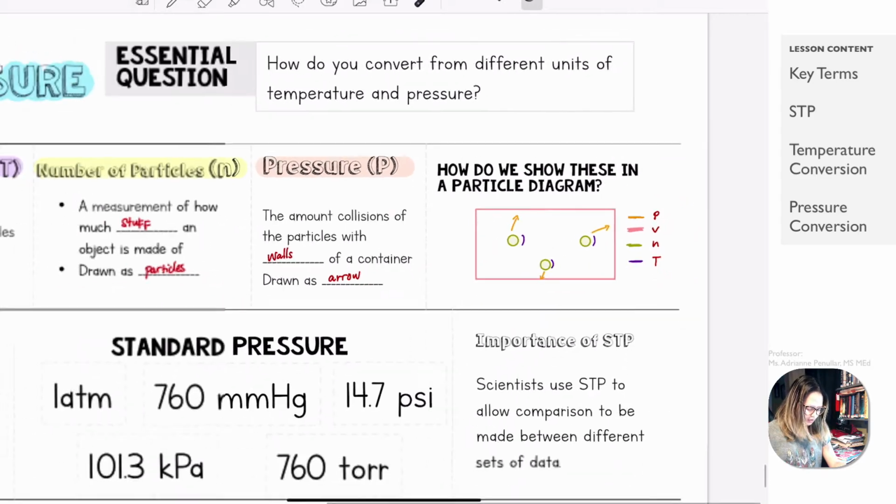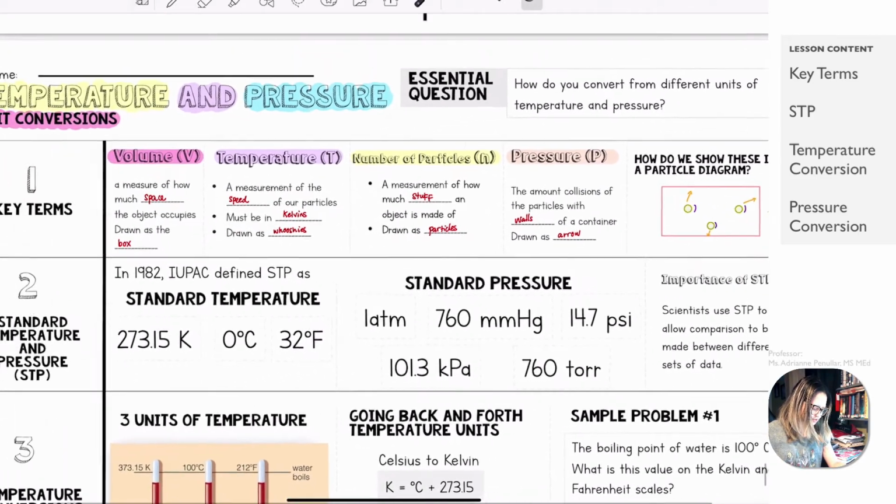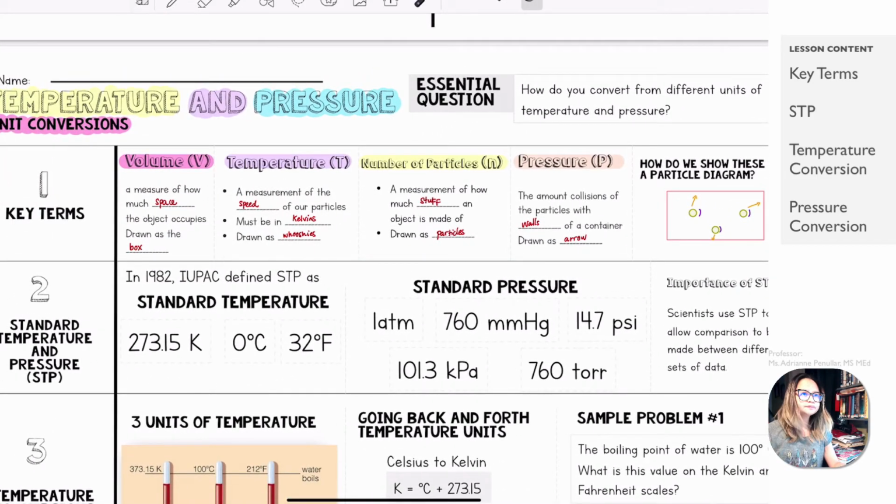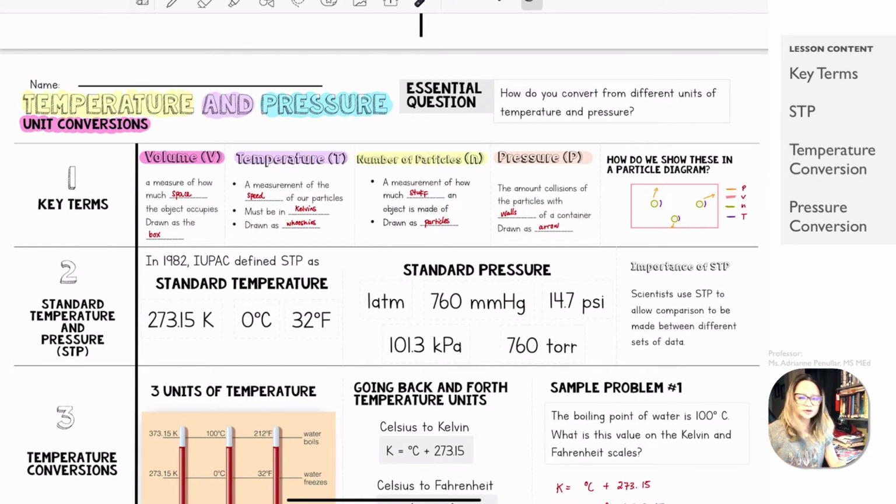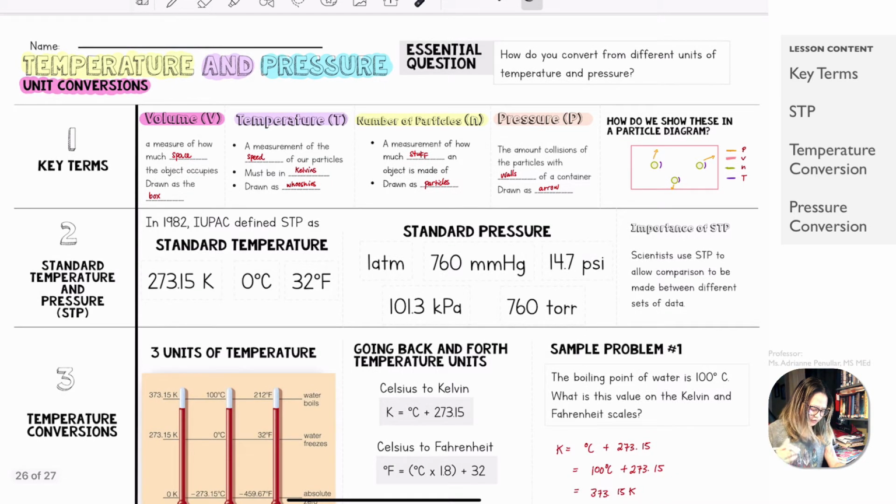Okay. We also need to discuss something called standard temperature and pressure. Similar to how we did when we were talking about SI units before, standard temperature and pressure is also very important for scientists from different parts of the world to be able to report their findings. The standard temperature is 273.15 Kelvin, 0 degrees Celsius, and 32 degrees Fahrenheit.